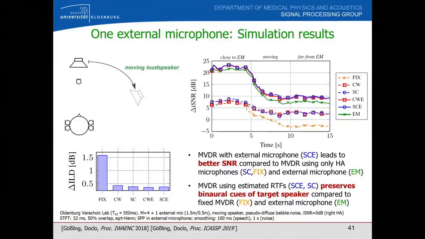Because if you would just stream the external microphone to both sides, you really get in-head localization. No cues at all, actually. So it has, let's say, two advantages, both more noise reduction as well as preservation of the cues of the target source.